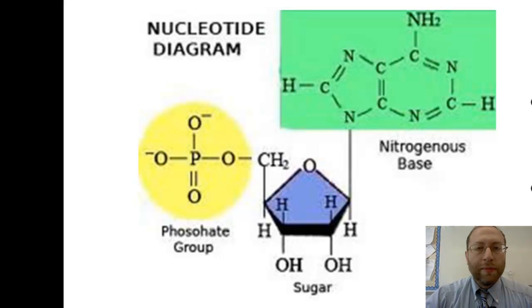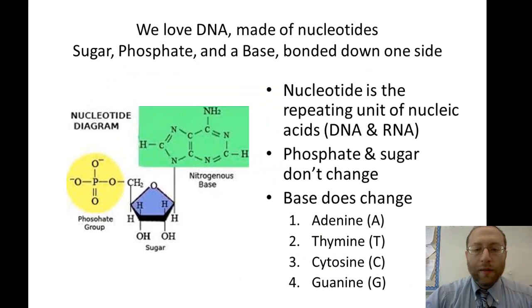And the sugar's name is deoxyribose, and that's the D in DNA. Now the phosphate and the sugar don't change. In every single nucleotide in DNA, they are exactly the same. It's the base that changes, and it's within the base that we find our genetic code. There are 4 bases found in DNA.